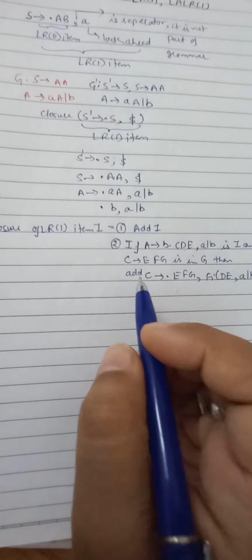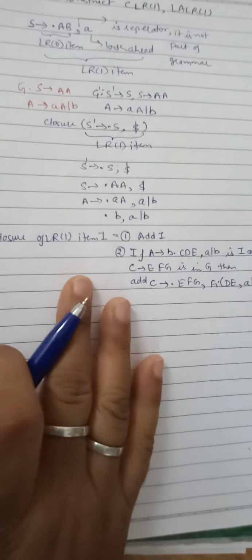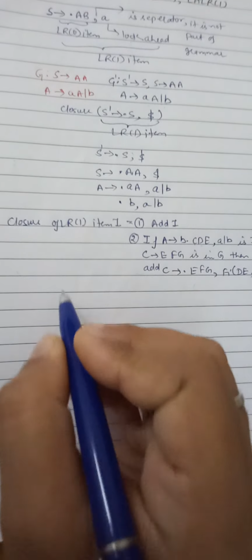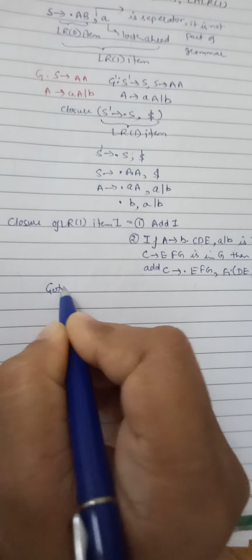So first we add I, as we have done here in the closure. Then, if A → B.CDE, a|b is in I, and C → EFG is in the grammar, then we add C → .EFG, and after the comma first of DE, and whatever is there, first of DE comma a|b, we add. So this is the way we can calculate the LR1 item closure and the goto function.